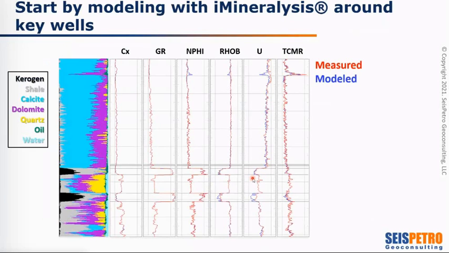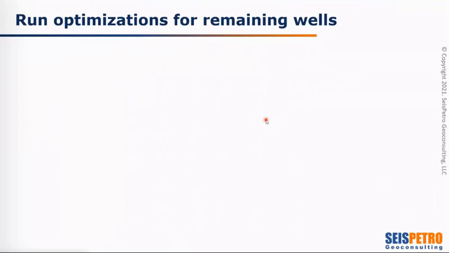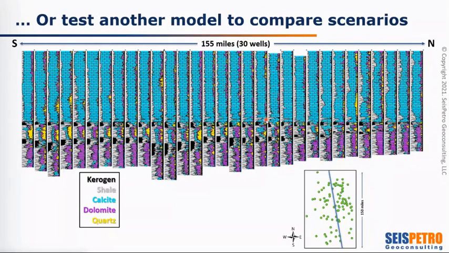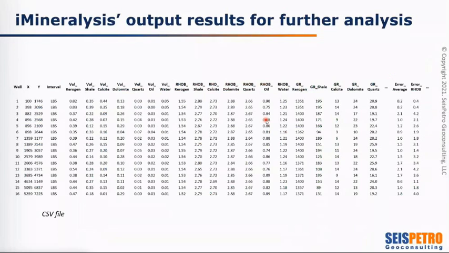We start by modeling with iMineralysis around key wells. In the case of a regional project, something typical of iMineralysis is that we get a very good fit of the raw data. It's really easy to get to a very good mathematical solution. Then we can run optimizations in the remaining wells. Since it's such a quick process, we can set up different scenarios, run different models, and evaluate the uncertainty and also the quality of the results in all the area.